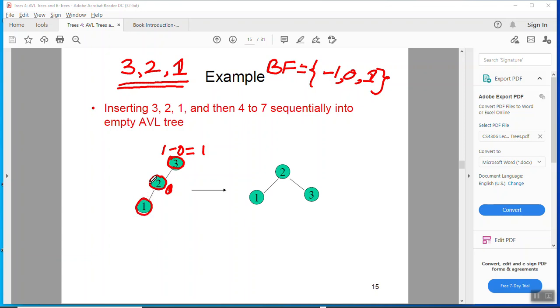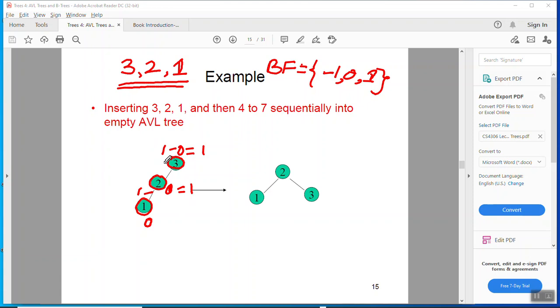And then the balance factor will be checked, and it will change, so we need to recheck the balance factor every time. Here this balance factor is 0, right? And then this balance factor is 1 minus 0 equal to 1, right? So how do we find the balance factor? The height of the left subtree minus the height of the right subtree.